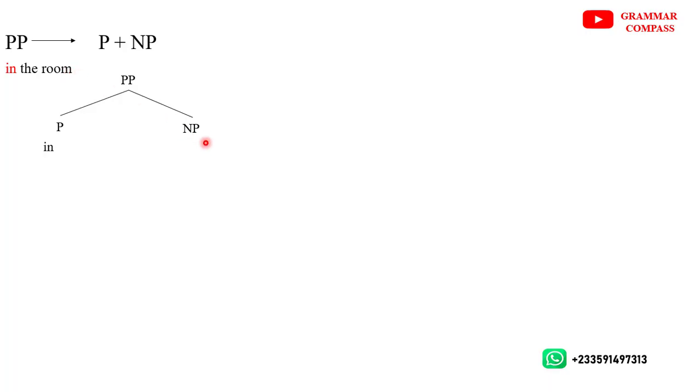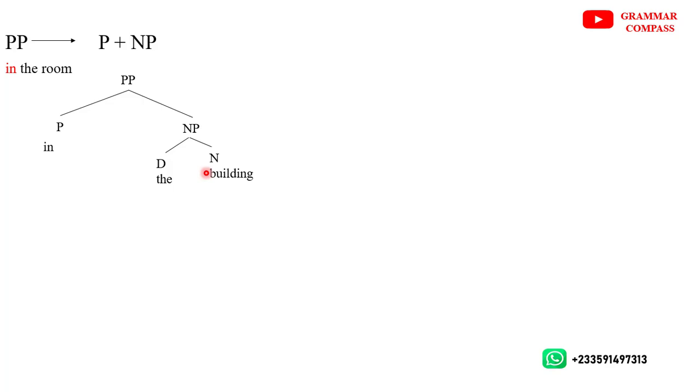The room. But we cannot write the room below the noun phrase like this. Rather, we need to expand this noun phrase until we reach the head of the noun phrase. This noun phrase consists of two words, that is, the determiner, the, and then the noun head, which is room. If we expand, we are going to get two branches. One will represent the determiner, that is, the, and then the other one will be the noun head. This is how to draw tree diagrams for every prepositional phrase within a larger constituent or within a sentence.